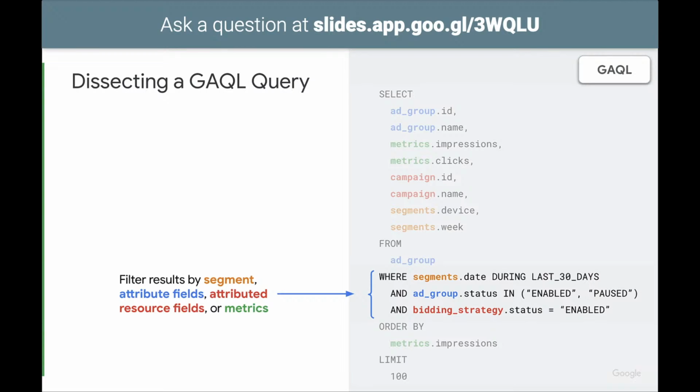So when we combine all of these together with the and keywords, we're filtering results to just the last 30 days, to ad groups that are either enabled or paused, but only bidding strategies that are enabled.